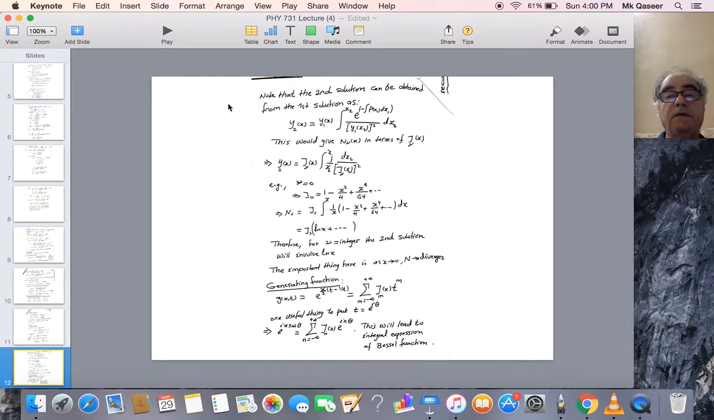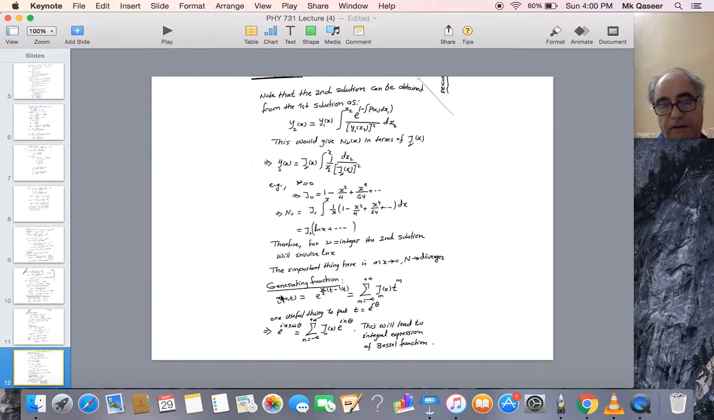Now, in this slide, I'm showing a second method of how to find the second solution from the first solution. This is an example in the case of nu equal to 0. We know j sub 0 is the first solution. So n0 is given by this. You substitute in this equation, and then we get this expression. So it behaves like a logarithmic function.